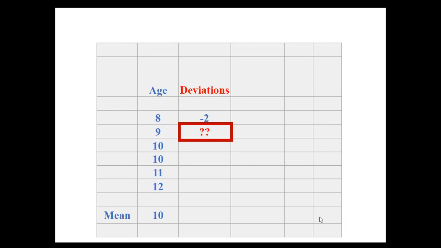And what will it be? Well, depending how you do it, the way I do it is I subtract 9 from 10. That gives me 1. And then I know that 9 must have a negative deviation because it's less than the mean, so I change that to -1.